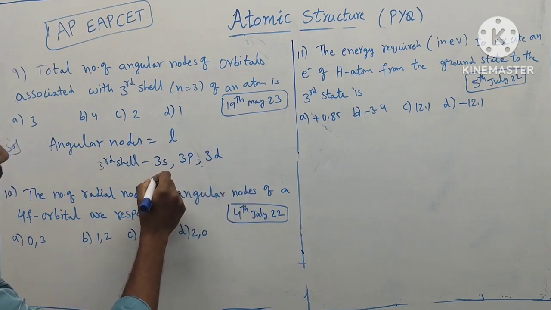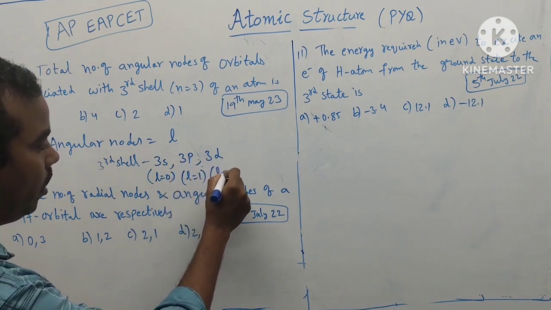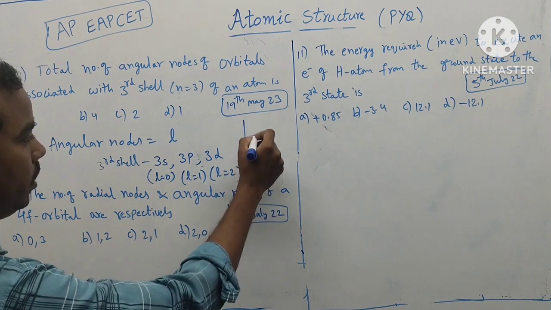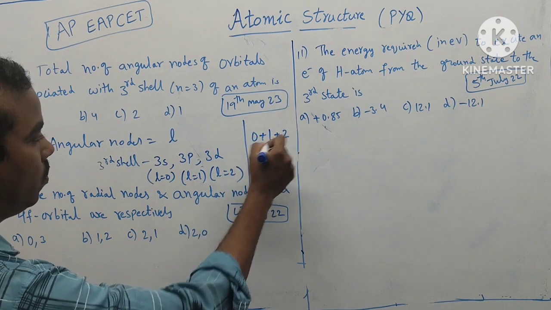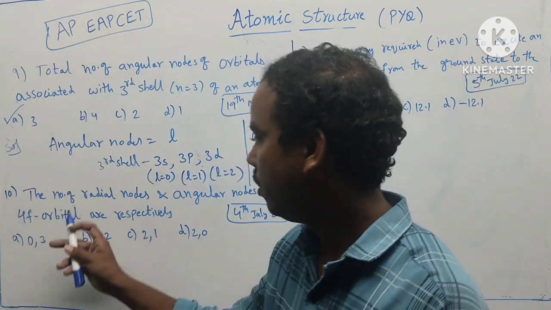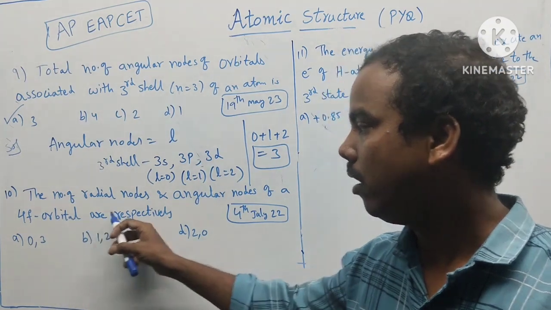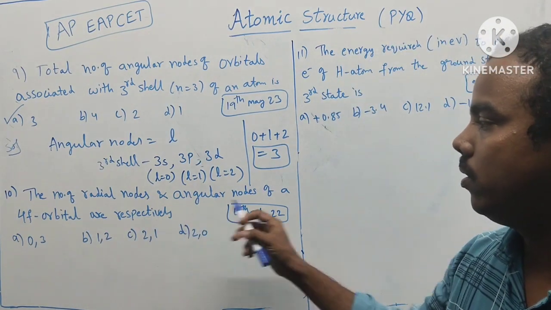For s orbital, L value 0. For p orbital, L equal to 1. For d orbital, L equal to 2. So total number means 0 plus 1 plus 2, so that equal to 3. So answer A. Next question: radial nodes and angular nodes of a 4f orbital are respectively?